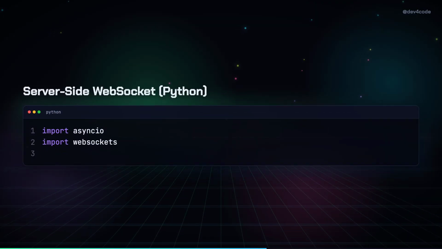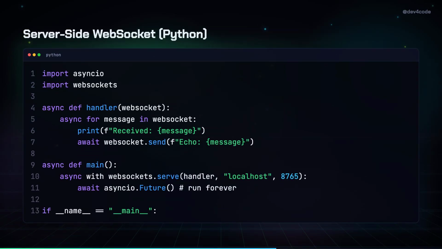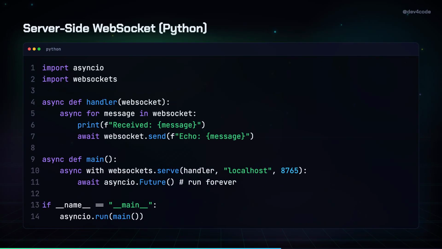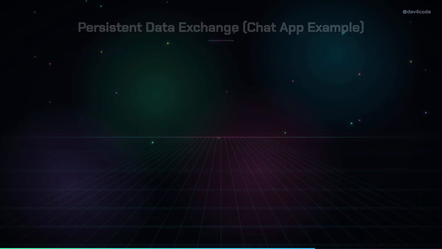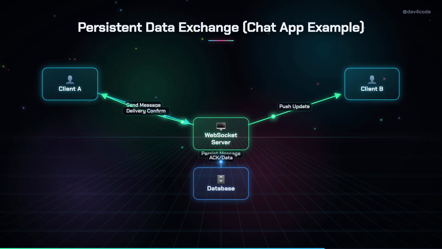Server-side implementation varies by language and framework, but the core logic is consistent. Using a library like Python's websockets, you listen for new connections, register them, and then handle incoming messages. The server can then process these messages and broadcast updates to all relevant connected clients, demonstrating its ability to push data proactively. Once the handshake is complete, the WebSocket connection operates as a free-flowing conduit.